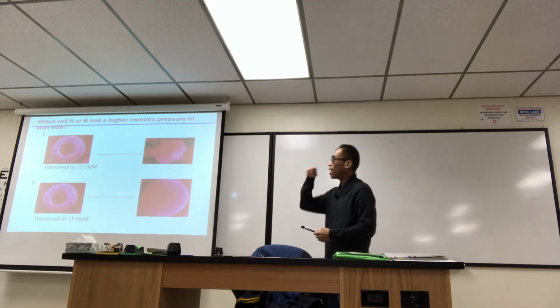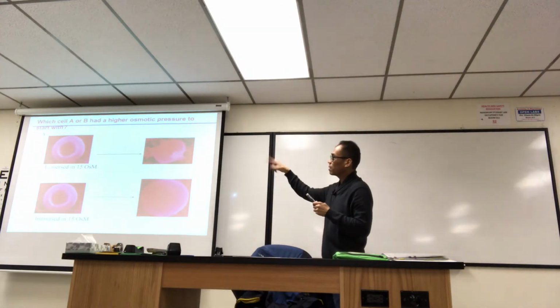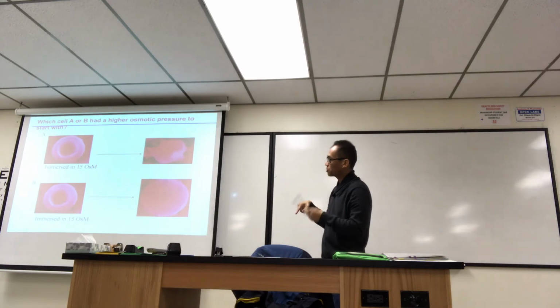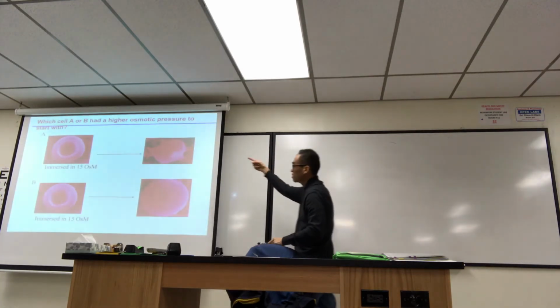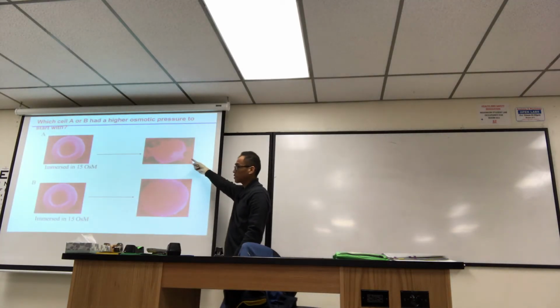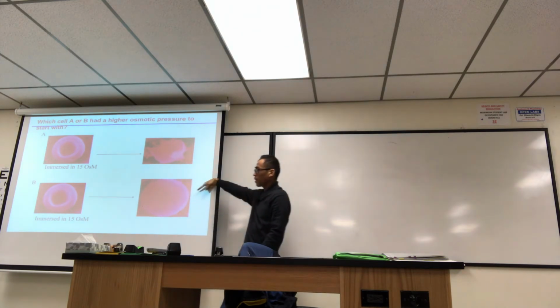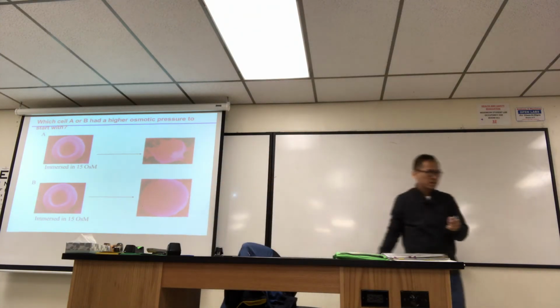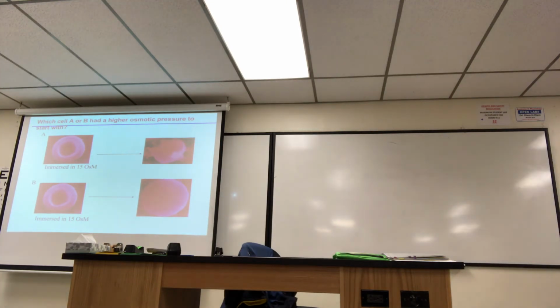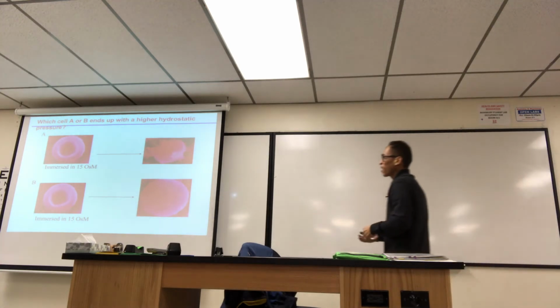Well, the question at the top is: which cell, A or B, had a higher osmotic pressure to start with? You can see what happens as a result. One shrinks, one swells. That's one thing I'm going to ask you. Think about that for now. Don't answer it now. And then, a follow-up question to that: which cell, A or B, ends up with a higher hydrostatic pressure?